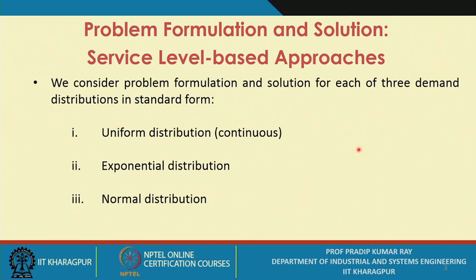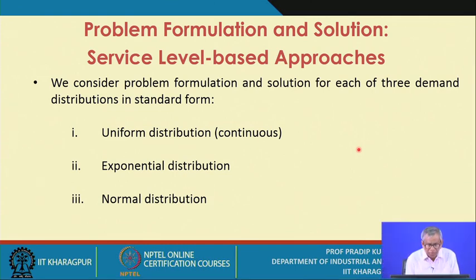We have already defined what a service level is. If you recollect, there are two possible definitions and measures of service level. The first one is the service per order cycle, and the second one is the service per units demanded. Now, when we try to incorporate the service level concept in the determination of the parameters of a given inventory control system, usually we use the second measure of service level, that is service per units demanded.